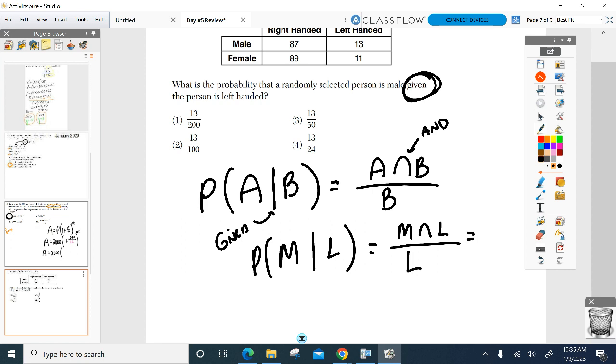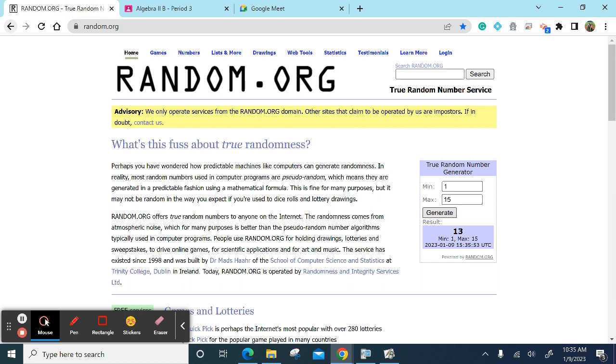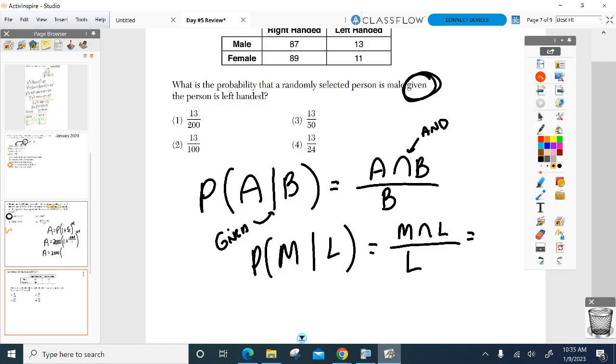Now give me numbers. How many are male and left-handed? Got to use your chart now. Give me the actual number. Male and left-handed in that chart. 13? So 100. No. Why 100? I added 87 plus 13. No. Okay, that's how many are male. Look, I want to know how many are male and left-handed. You just gave me the males no matter what hand they use. So 13, right? Both have to occur.